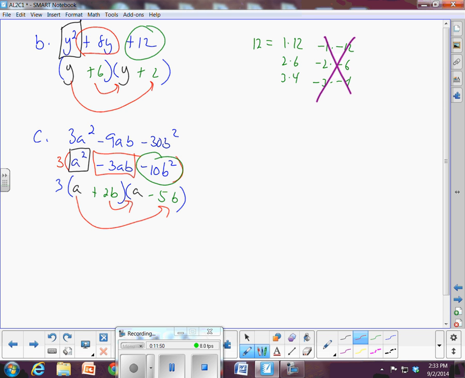You got to know where you're heading. You got to be thinking, and you're going through these possibilities in your head. Okay, those of you that are novices, you should be checking. So again, on the check, you would do a times a negative 5b is a negative 5ab. A 2b times an a is a 2ab. Do they add up to negative 3ab? Yes, they do. Good. I found the correct pair. On I go. I'm rolling along.